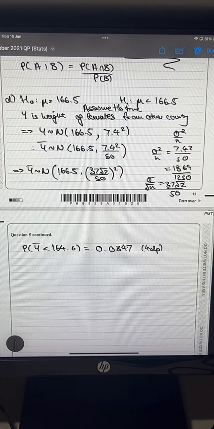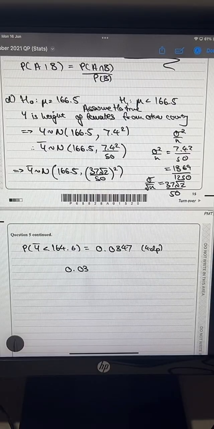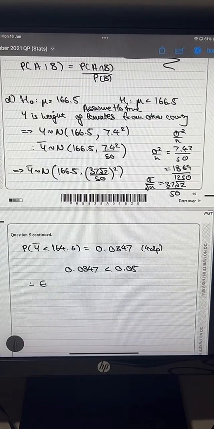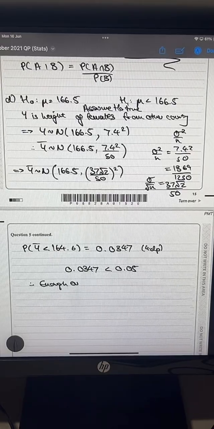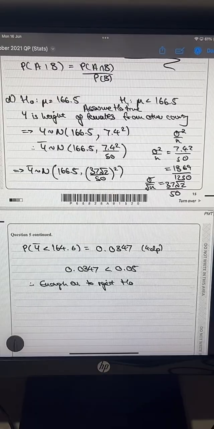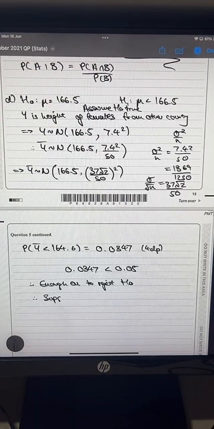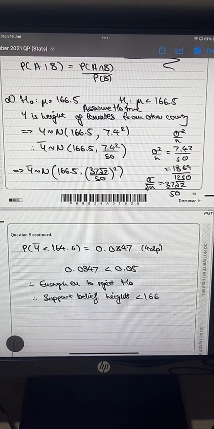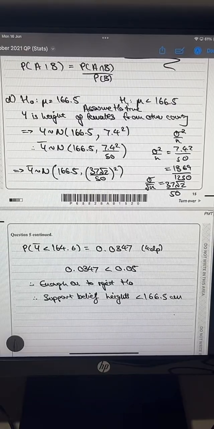And now I need to compare it to my significance level, which is 5%. This value is less than 5%. Therefore, it's less than the significance level. You can reject H0. There is enough evidence to reject the null hypothesis. Therefore, there is enough evidence to support Mia's belief that the heights of the females in the new country are less than 166.5 centimeters.